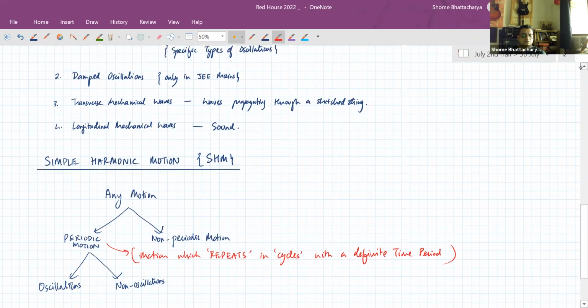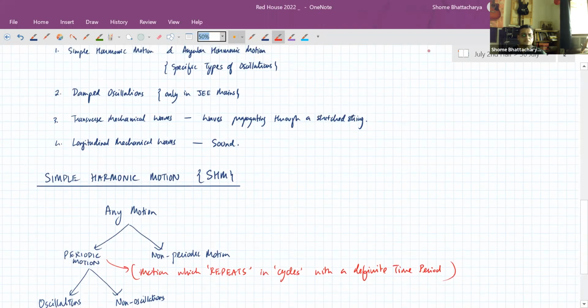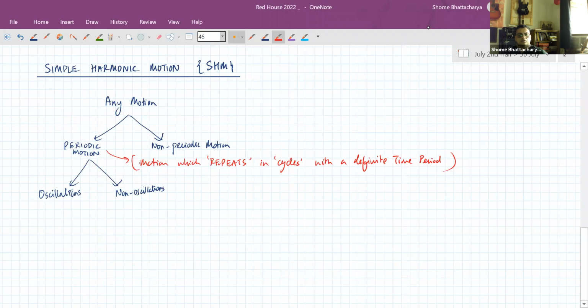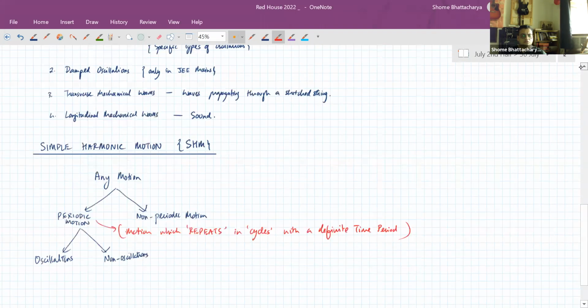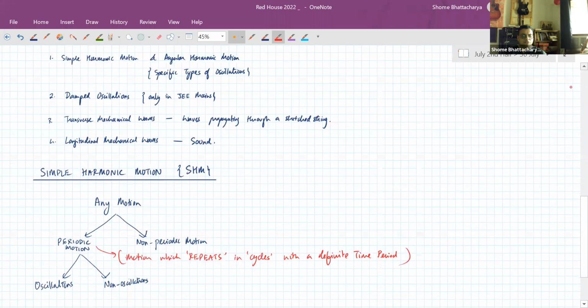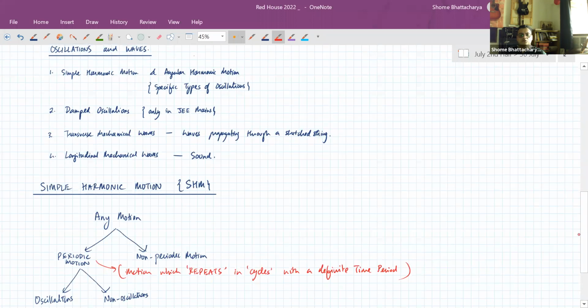Can you give me an example of something which is periodic but not an oscillation? Just in terms of everyday understanding of science, can you think of any common everyday occurrence where you see something which is definitely periodic, but we cannot classify it as an oscillation? Anyone?